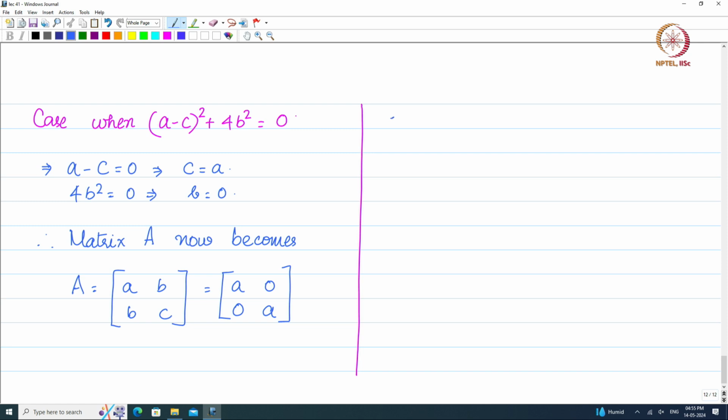Suppose A minus C the whole squared plus 4B square is strictly greater than 0, then we already know the roots. What are the roots? The roots are lambda is equal to A plus C plus or minus square root of A minus C the whole squared plus 4B squared by 2.